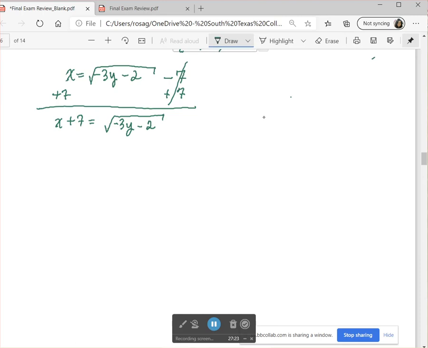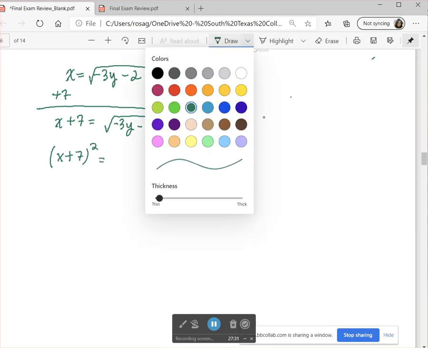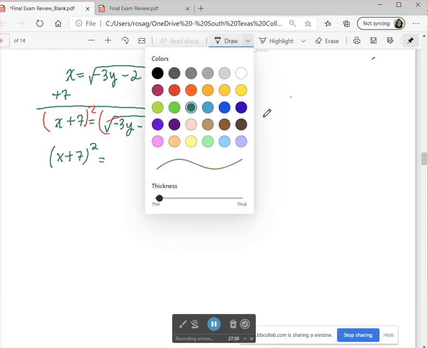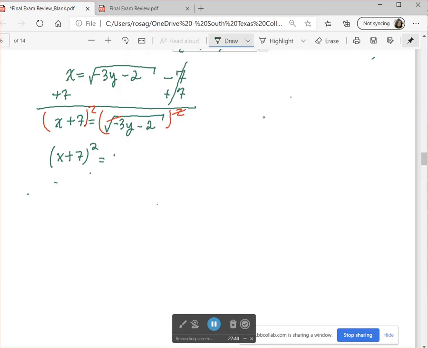Now I need to get rid of the square root. And to do that, you do the square on both sides. What that does, it cancels the square root there. So now I have this and then minus 3y minus 2.